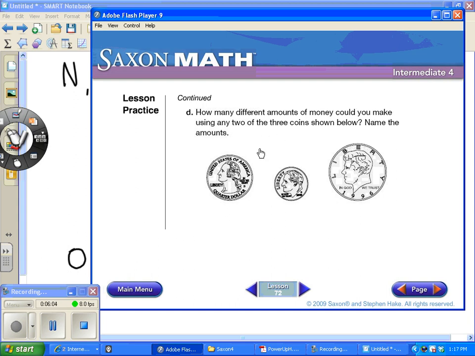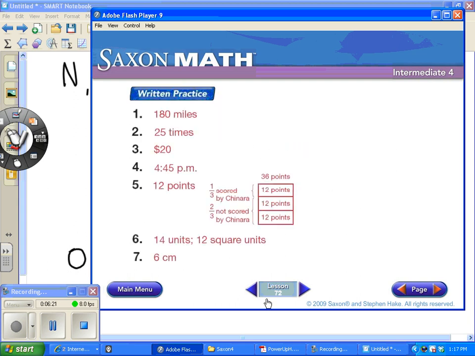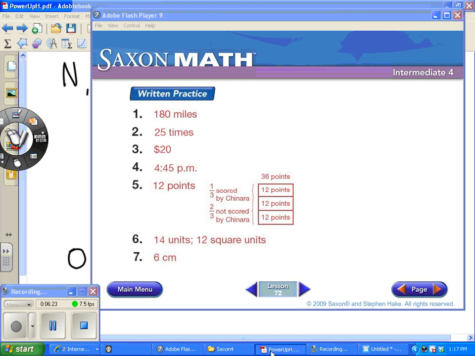How many different amounts of money could you make using any two of the three coins shown below? Name the amounts. Well, we could have the quarter and the dime, and that would be 35 cents. We could have the quarter and the 50-cent piece, and that would be 75. Or we could have the dime and the 50-cent piece, and that would be 60 cents. So 3 different amounts.